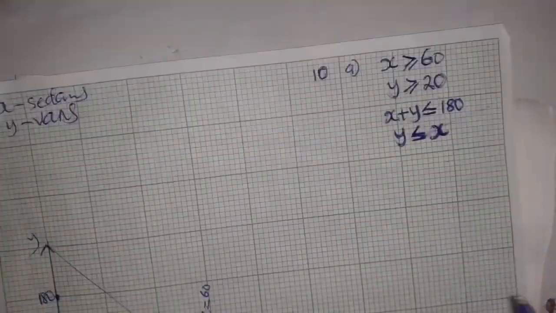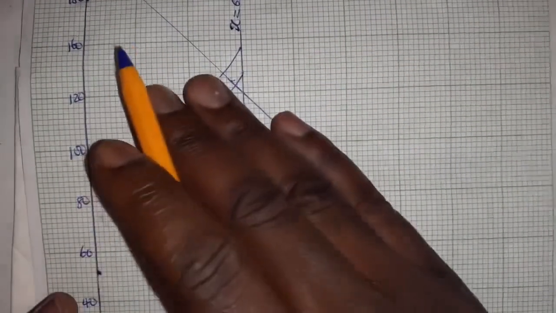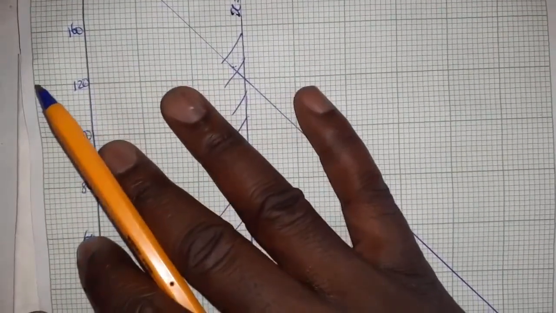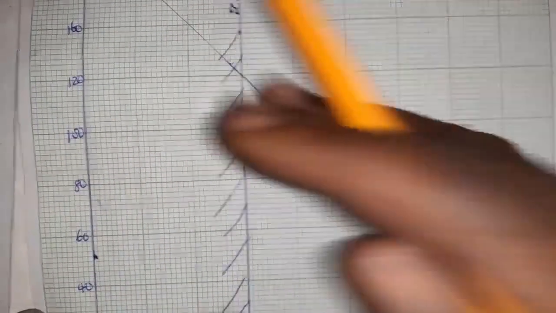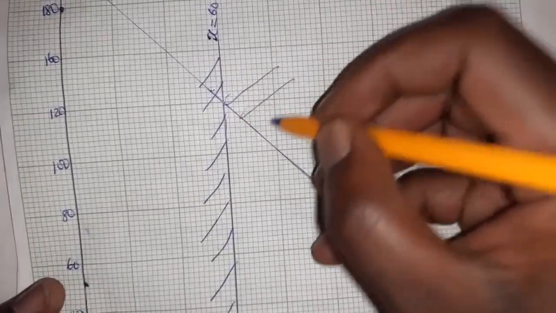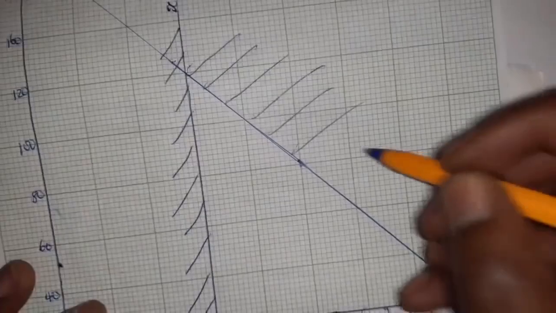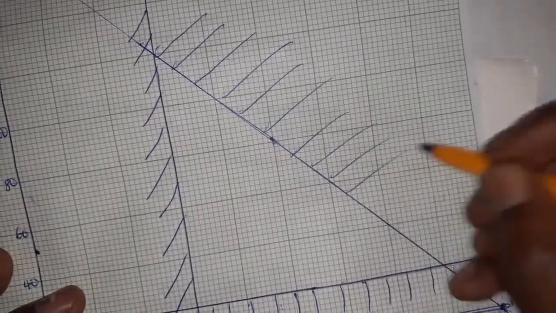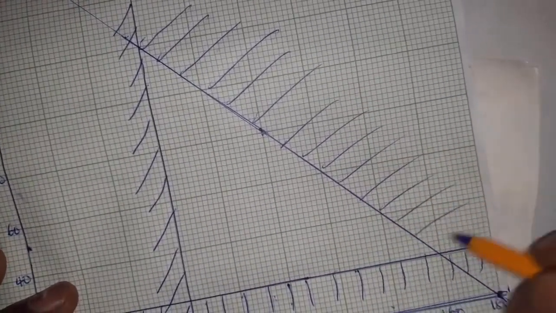Now remember, less. The less part is what we want. So the region that is on top here is what we do not want. We don't want this region here. You can be neat here.